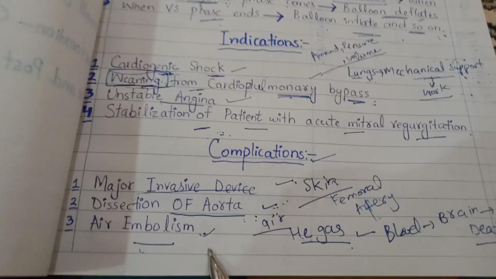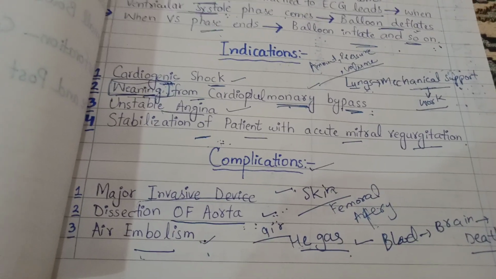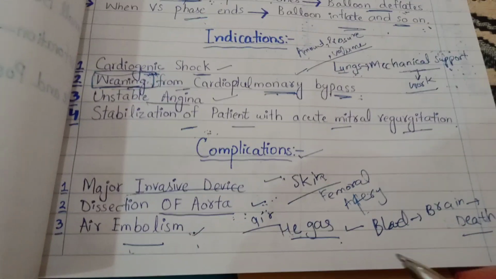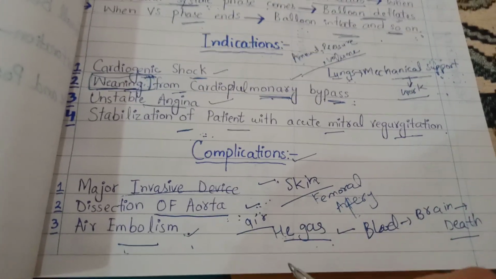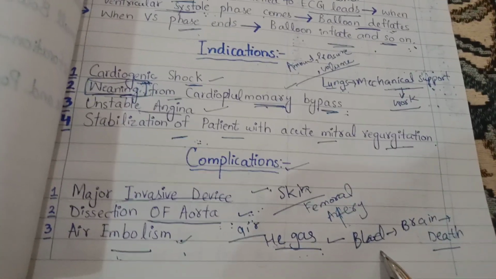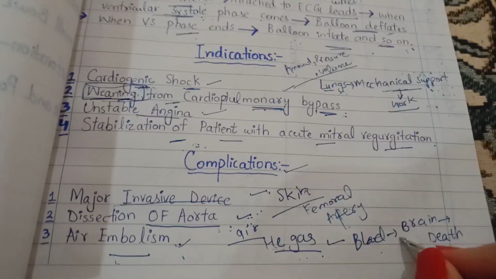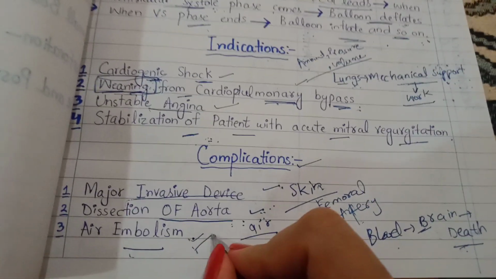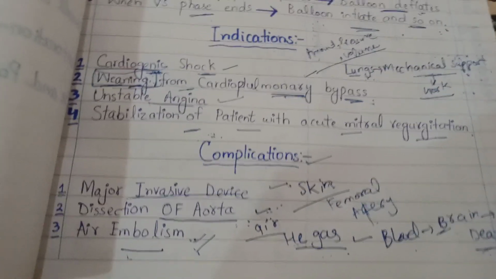Air embolism. Air embolism means we are using a balloon and the balloon contains helium gas, and if the balloon bursts, that air will go in the blood, and then this air will go to the brain and can cause brain death. This process is known as air embolism, and this is very dangerous for the patient.